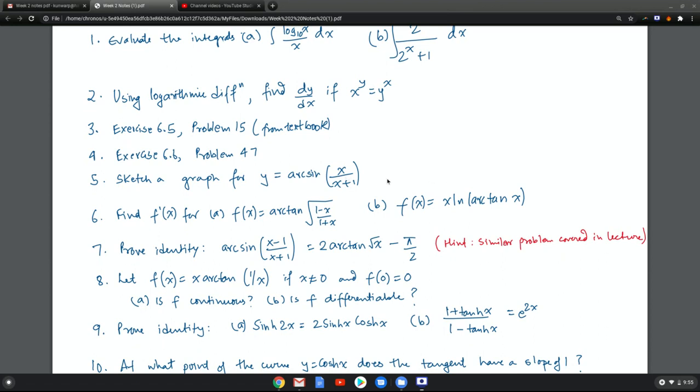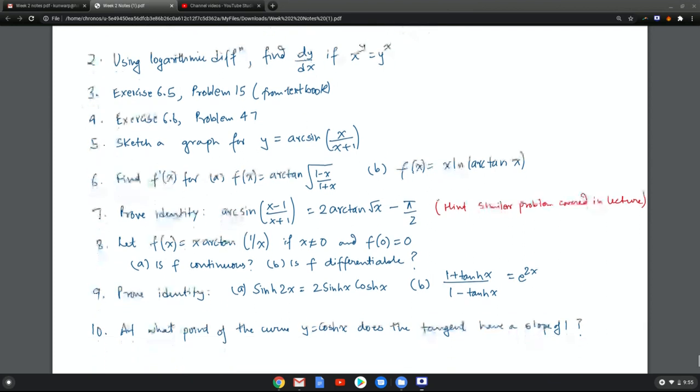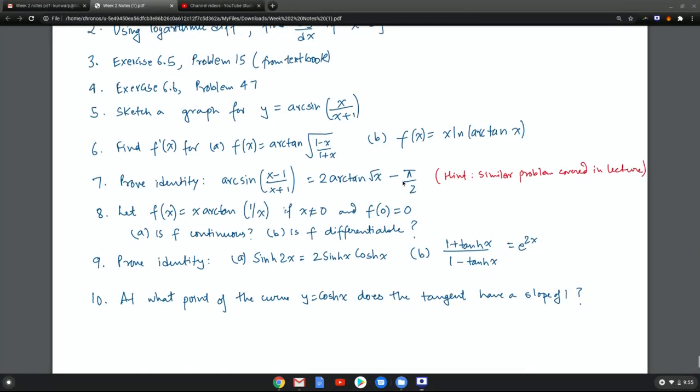Sketch a graph. Use the tools that you remember from Calc 1 for sketching graphs. Find the derivative for these inverse functions. Prove this identity. The hint is there's a similar problem which is covered in the lecture. You can use a similar method.